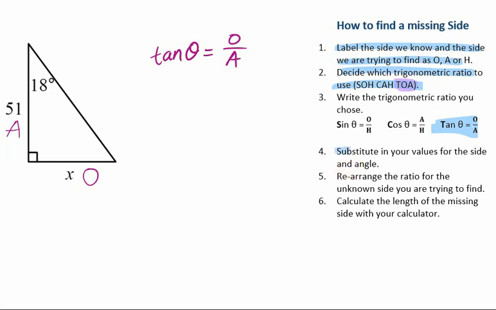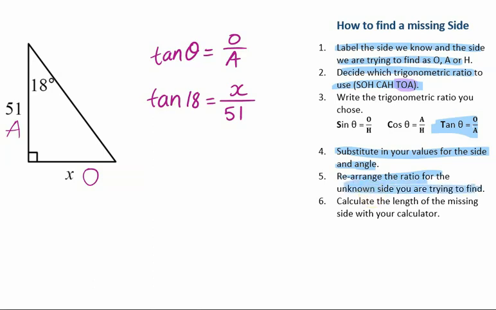Our next step is to substitute in our values for the side and angle. So we have tan, our theta or our angle is 18. Our opposite side has x written on it, and our adjacent side says 51. Now we need to rearrange for the ratio for the unknown side we're trying to find.